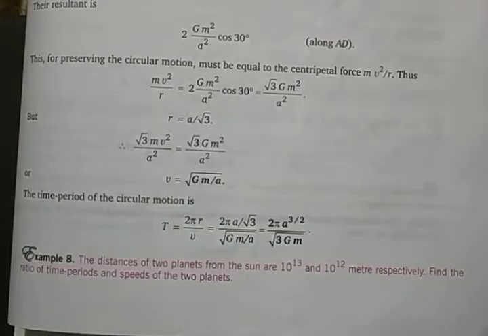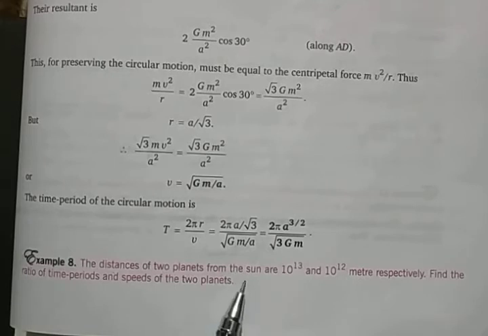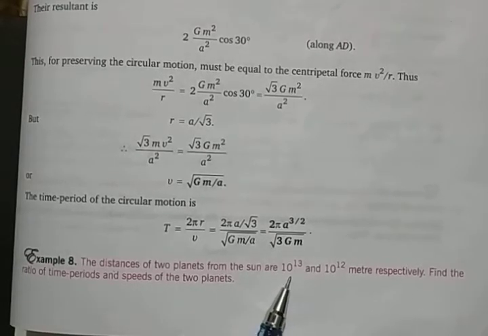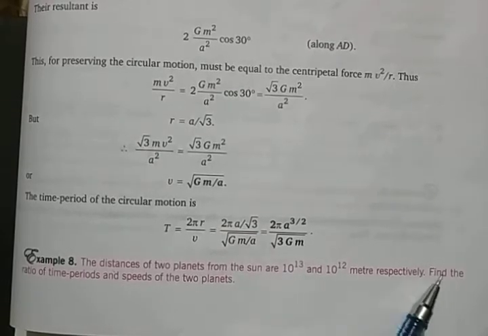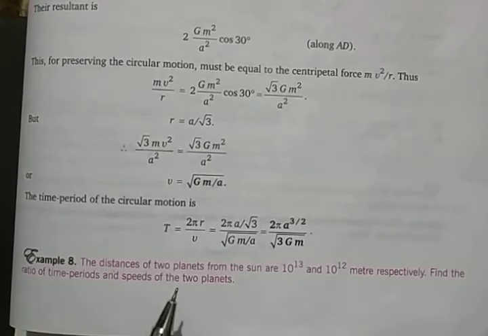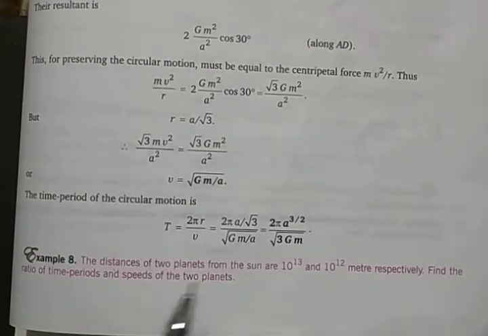Let us go to question number 8. The distances of two planets from the Sun are given here, 10 to the power of 13 and 10 to the power of 12 meters respectively. Find the ratio of the time periods and the speeds of the two planets. Very simple, straight question. Again, Kepler's law we need to use. Distance is given, time period is asked.